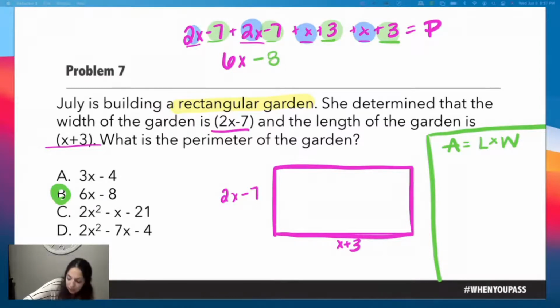So length is 2x minus 7. No, that's the width, but it doesn't matter. But I will reverse it just for kicks and giggles. Length is x plus 3. Width is 2x minus 7.